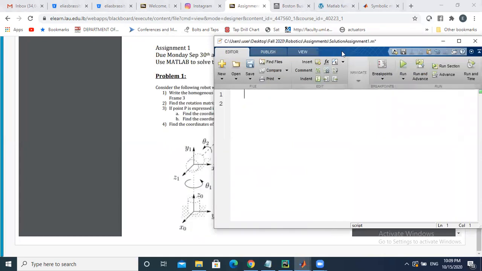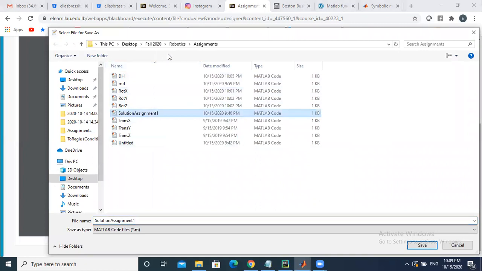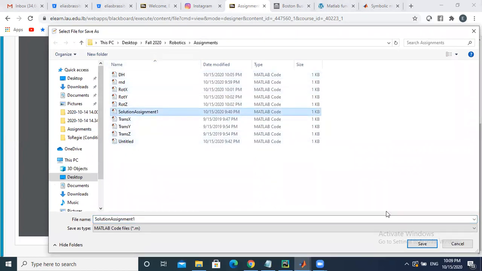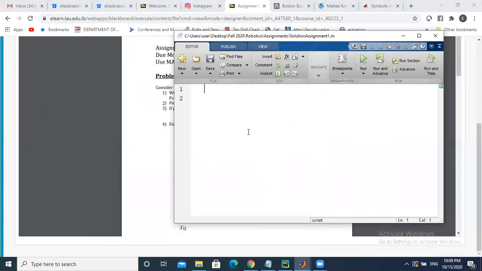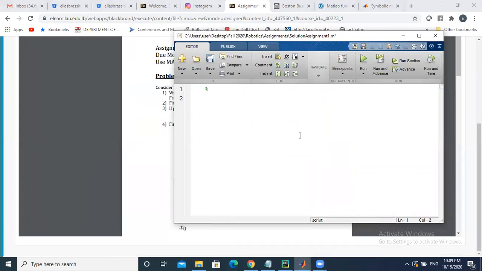So what I have here is this file, and I'm gonna save it in the same folder where I have all these homogeneous transformations which I saved. Let's begin. When you are working in Matlab, the first line is usually your name, to show that this is your code, and this is a solution to assignment 1. And basically what we need to do is find H01.